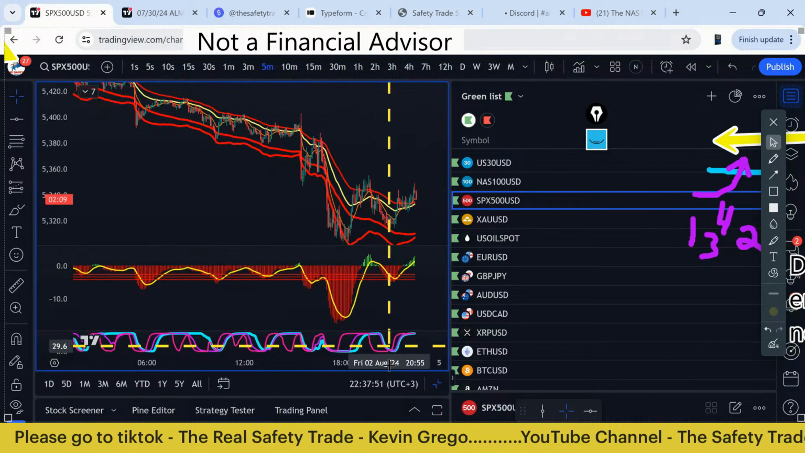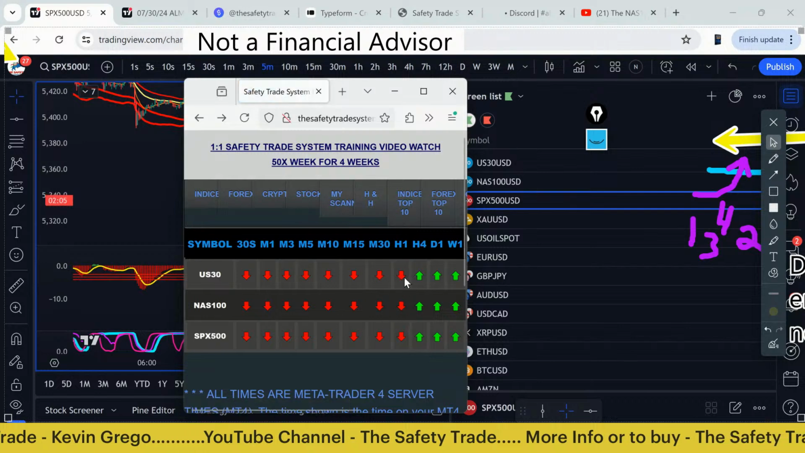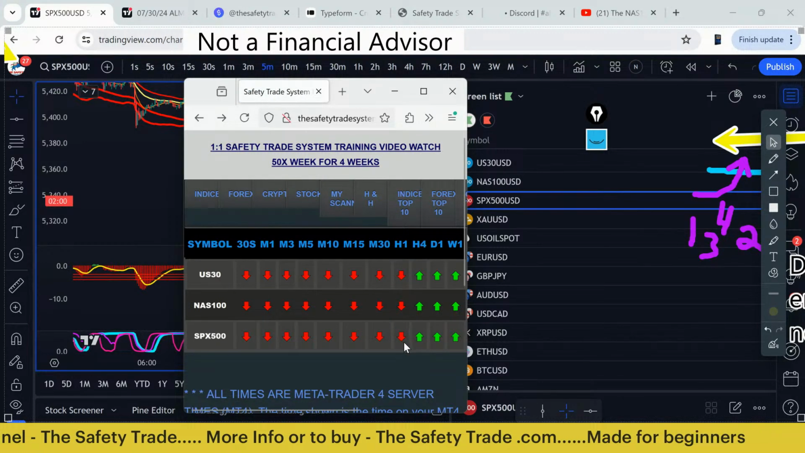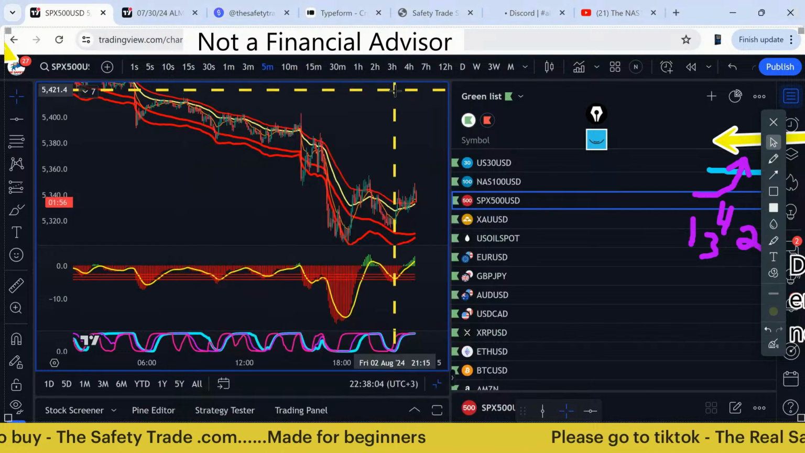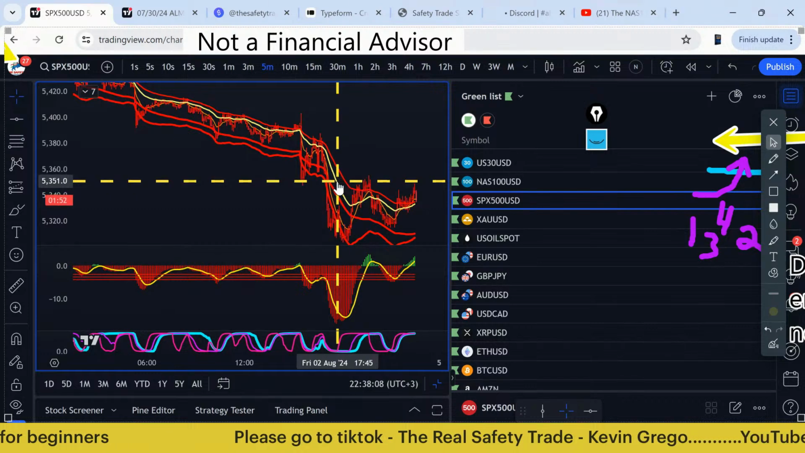Let me see if we filled in this gap right here. Yeah. The 1 hour NAS is now touched. The 1 hour US 30 is now complete. The 1 hour SPX is now complete. They're all red. I'll make some call outs a little bit, not right this second though.